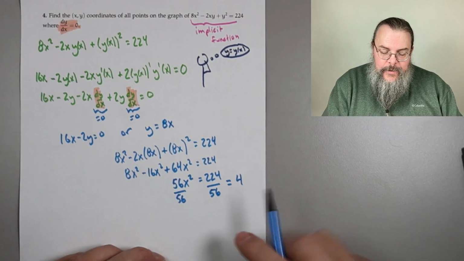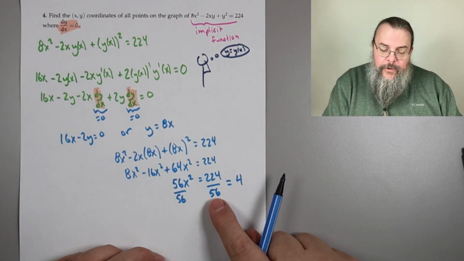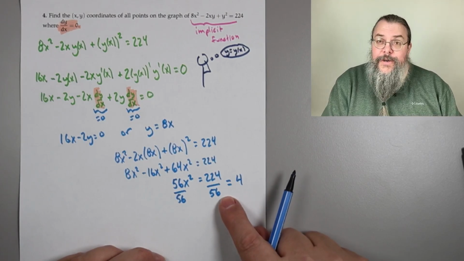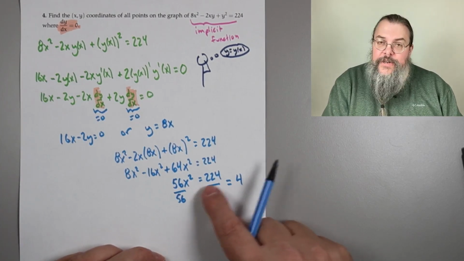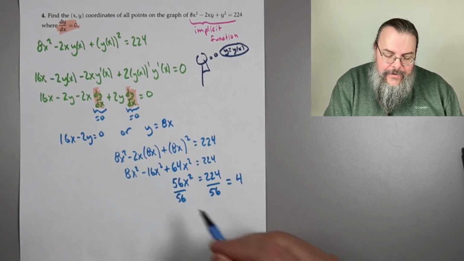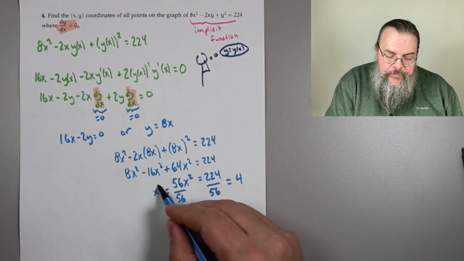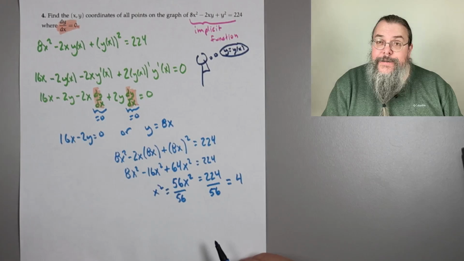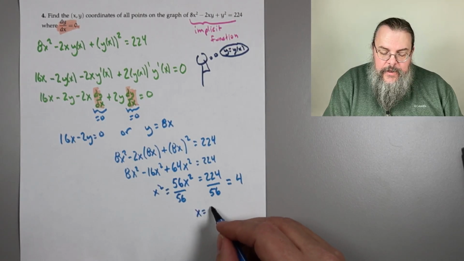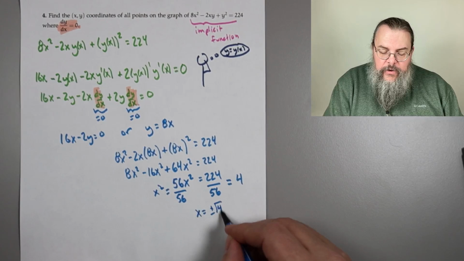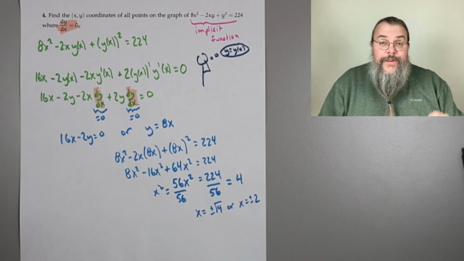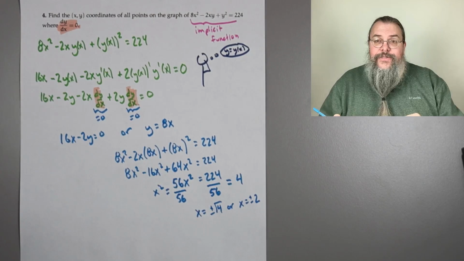Now, if you don't quite believe that right away, think of it as 4 times 50 would be 200, and 4 times 6 would be 24, and 200 plus 24 is 224. All right, good. Okay, so that's x squared. Well, if that's x squared, what is x? Well, that means x is either plus or minus the square root of 4, or x is plus or minus 2.